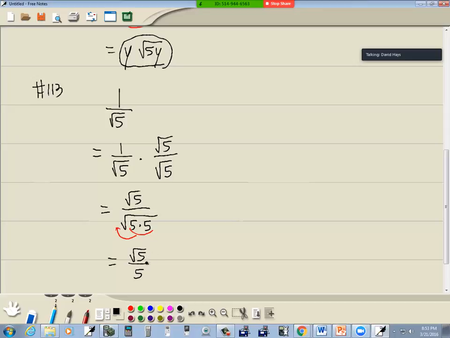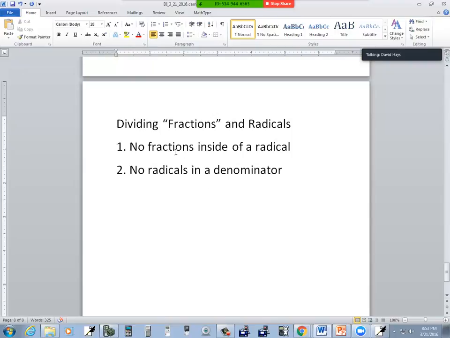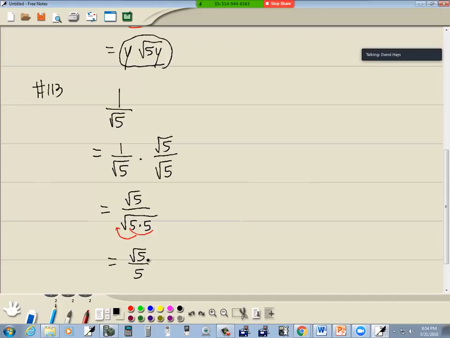Now you might say, well, that doesn't look simpler, it looks harder. Well, there's no fractions inside of a radical, so that's good. And there's no radicals in the denominator, so that's good. So division, we don't actually divide. We just want to make sure those two criteria are taken care of. Okay, let's look at 119.